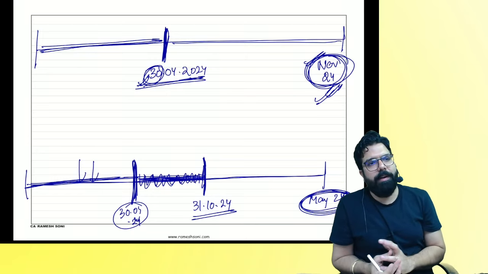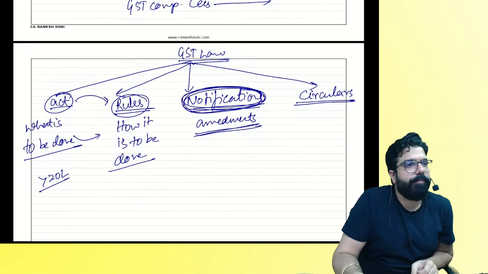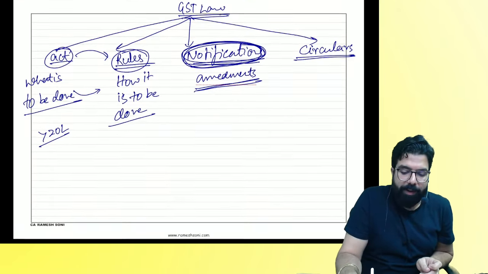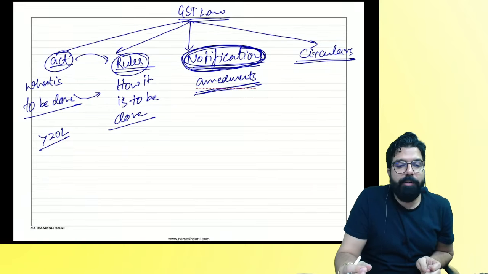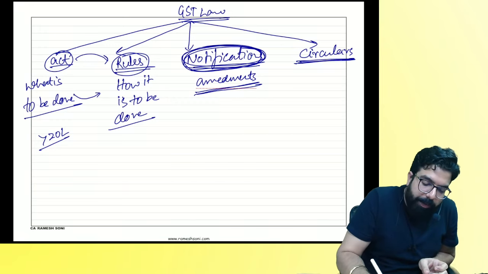Are we clear, everyone? Now, tell me one thing. What do you mean by notification? Amendments. Are we clear, everyone? So whenever the government issues a notification, and whenever the government issues a, that is known as a circular. Means what?